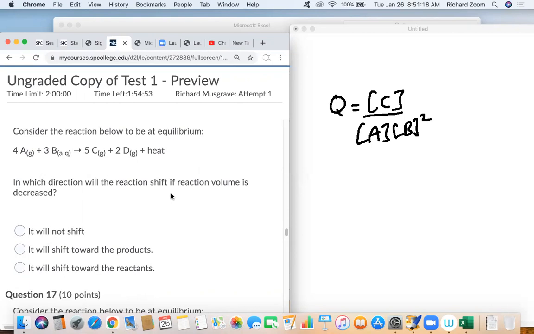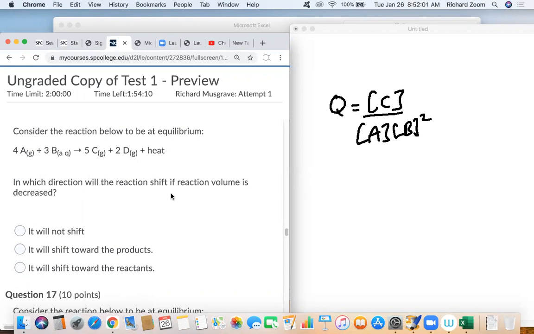Does anybody have any questions about that? Can you just repeat that again so I can write it down? Okay. If we count the number of gas molecules on each side, we've got 4 on the reactants and 7 on the products. If we're decreasing reaction volume, it will shift to the side that has fewer gas molecules. I'll say it again. If we're decreasing reaction volume, it will shift to the side that has fewer gas molecules. I wrote this down earlier as well. That means it will shift towards the reactant side.